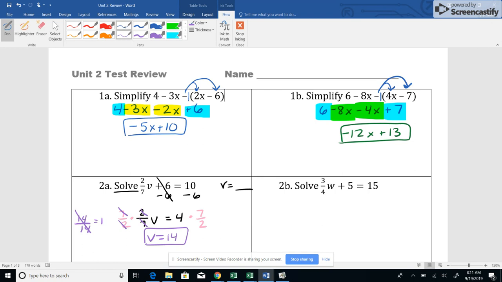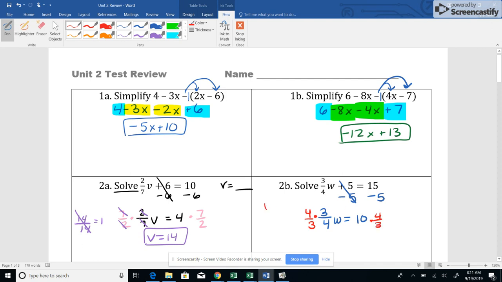Same kind of thing over here. I have a plus 5, so I'm going to do inverse operations, and I'm going to subtract 5 from both sides. So that's 3/4 w is equal to 10. Next step, the inverse of 3 over 4 is 4 over 3. And I'm going to multiply that on both sides.